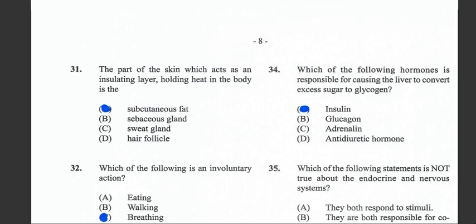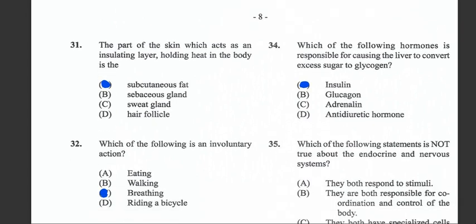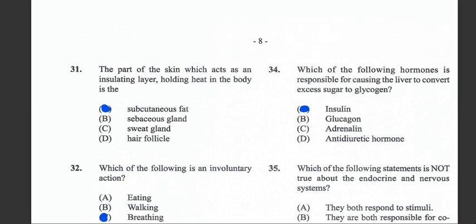Number 34. It says which of the following hormones is responsible for causing the liver to convert excess sugar to glycogen. So we are talking about insulin. So insulin would be the responsible hormone here, causing the liver to convert excess sugar to glycogen. So the answer here for number 34 would be A.